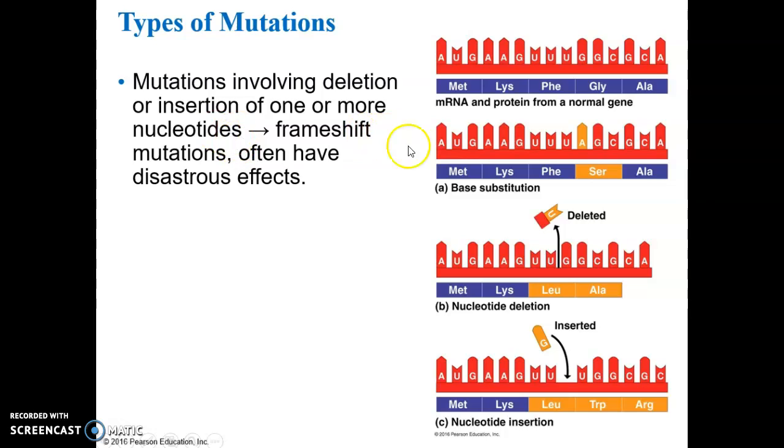And then mutations involving the deletions or insertions of one or more nucleotides usually cause what's called a frame shift mutation, because everything after that has been moved out of the original sequence. And that usually causes a multitude of incorrect amino acids to be brought in, and that's disastrous.